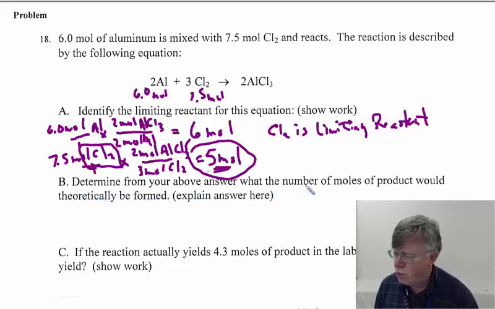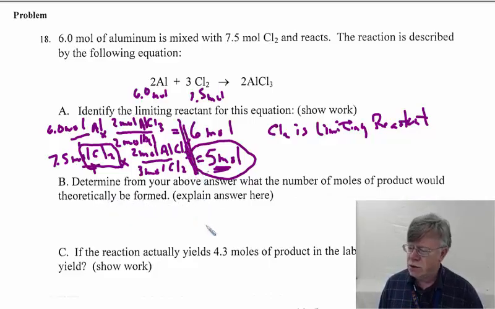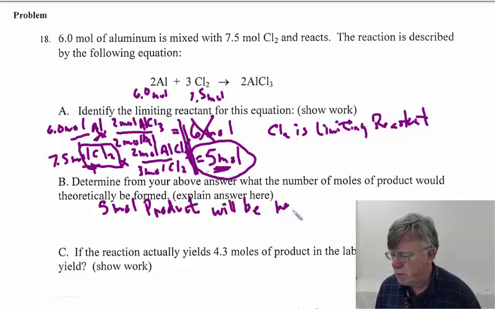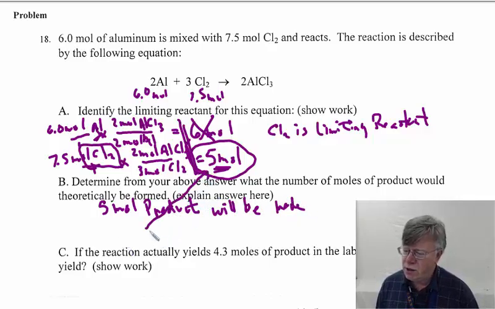Determine from your answer above what the number of moles of product would theoretically be formed. The problem is you have to decide between these two amounts. You can never make the 6 moles because you've actually run out of aluminum. So the true answer is 5 moles of product will be made. My pen is giving out here, so I'll have to kind of abbreviate this. Because 5 moles is the lesser amount of product, and Cl2 is determining the amount of product made. So that's the correct answer.